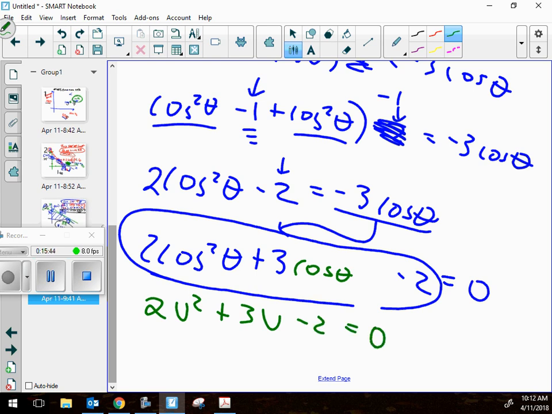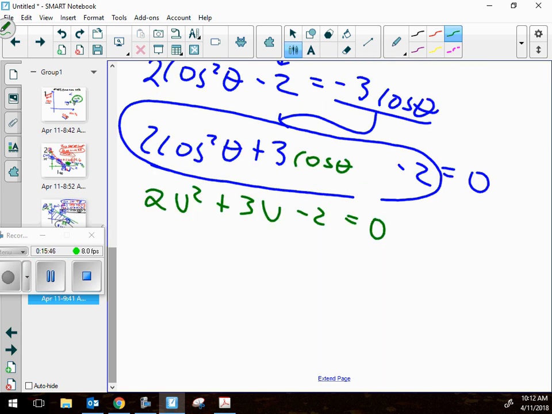Minus 2 equals 0. Now I'm going to factor it. 2u here and a u there. And then what I hoped it would factor to is 2u minus 1 and u plus 2. Can anybody verify that that's what it factored to? Yes, yay.